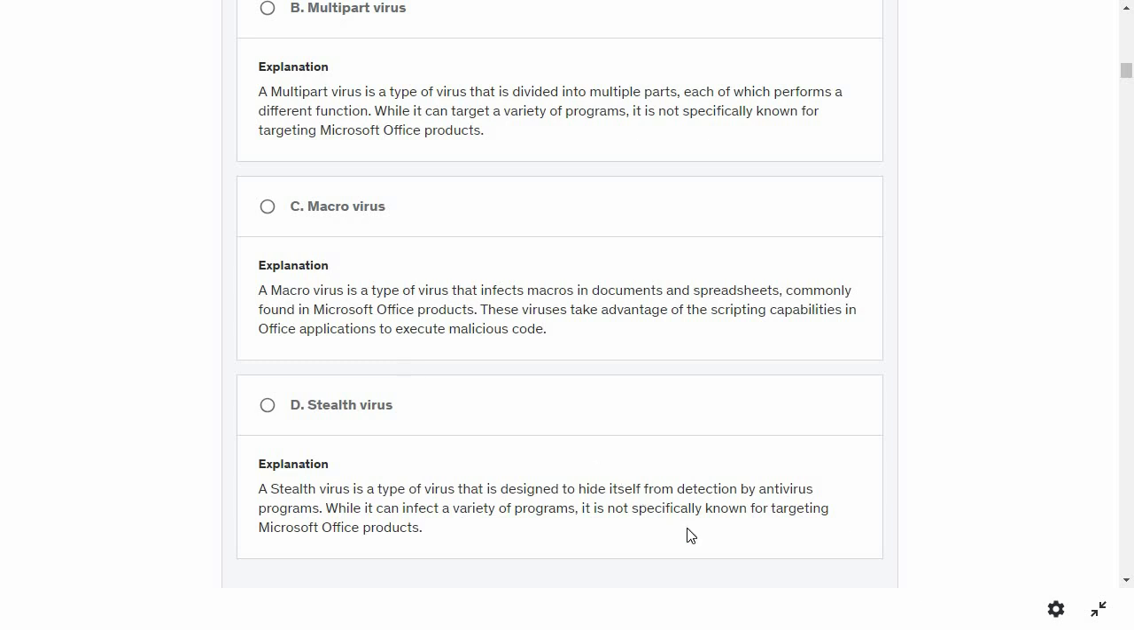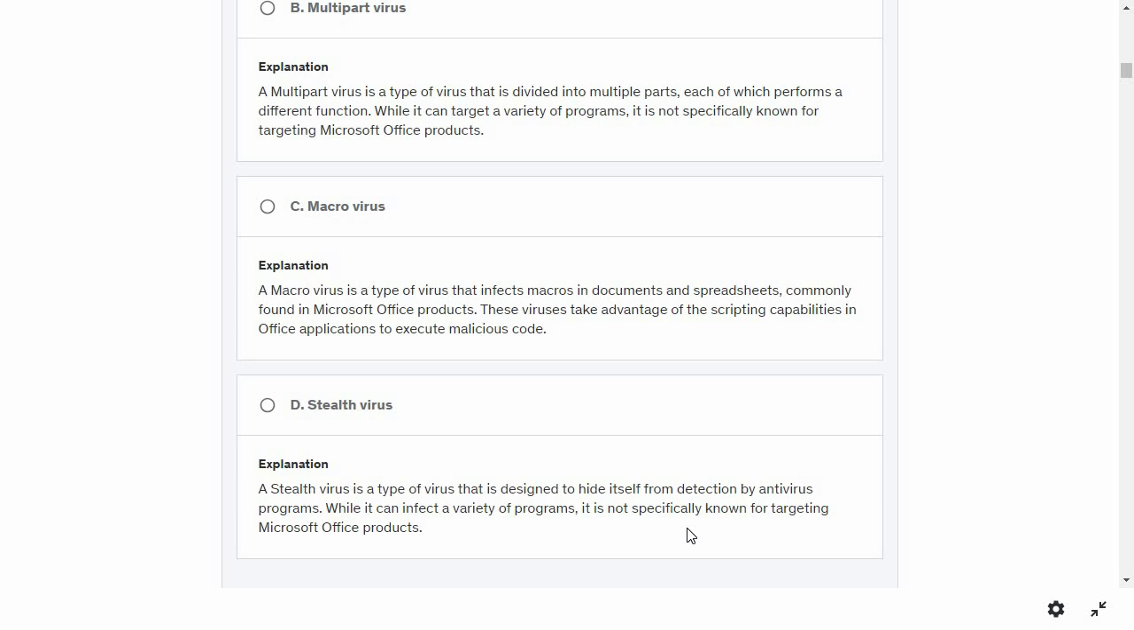Macro virus. A macro virus is a type of virus that infects macros in documents and spreadsheets, commonly found in Microsoft Office products. These viruses take advantage of the scripting capabilities in Office applications to execute malicious code. So macro virus is not a correct answer for this scenario.